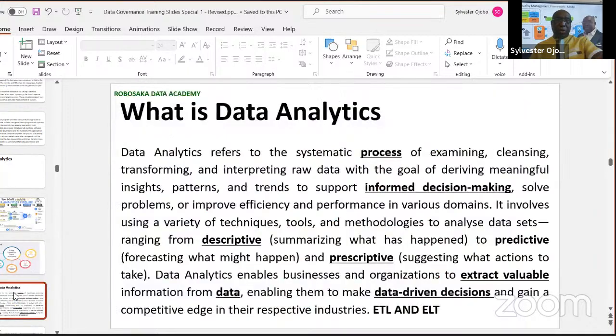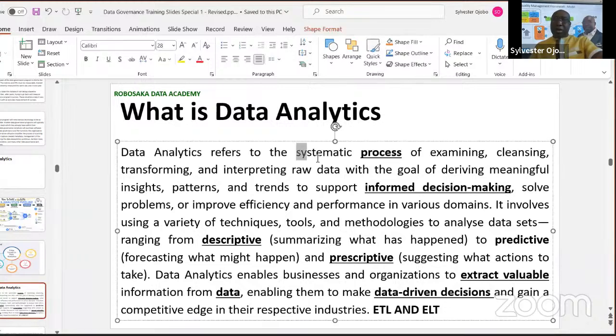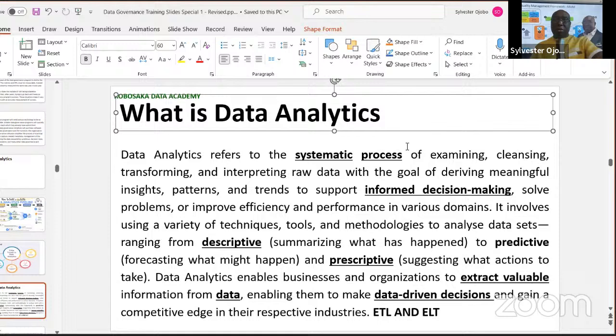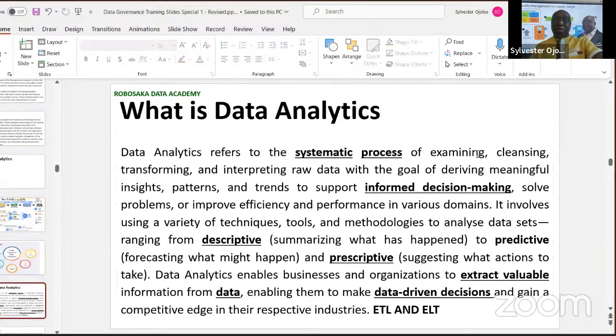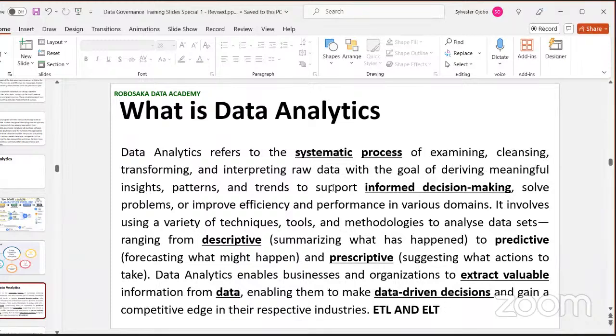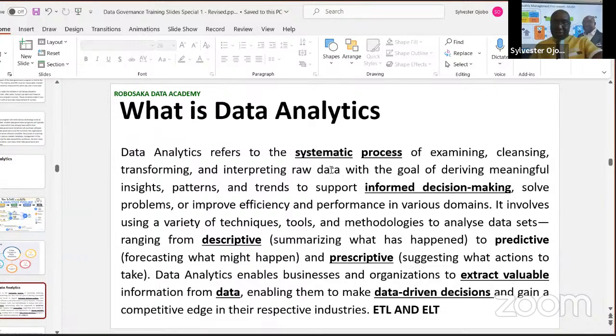So, what is data analytics? Data analysis refers to the systematic process. I would have loved to put this word, systematic, in bold. I like the word systematic. Systematic process of what? It could be a process, but it may not be systematic. Examining, cleansing, transforming, and interpreting raw data.